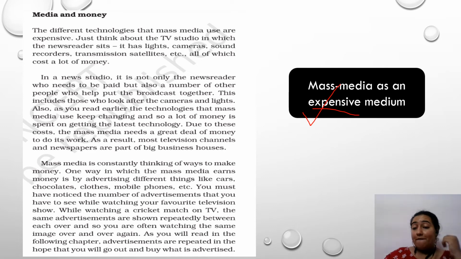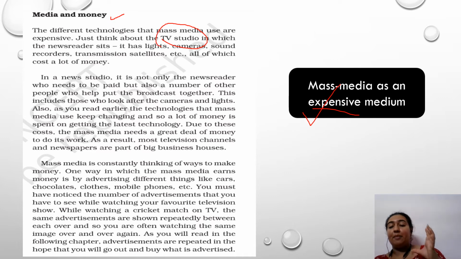We saw in the previous slides that it has a huge flow chart. Now, how is it spending a lot of money? There are different technologies that mass media are using nowadays. Suppose a TV studio. If I am broadcasting news with a satellite, so that the news can be seen all over the globe, all over the entire world.